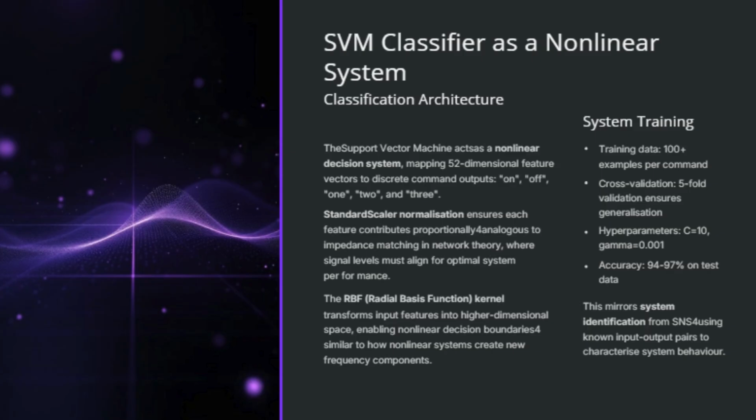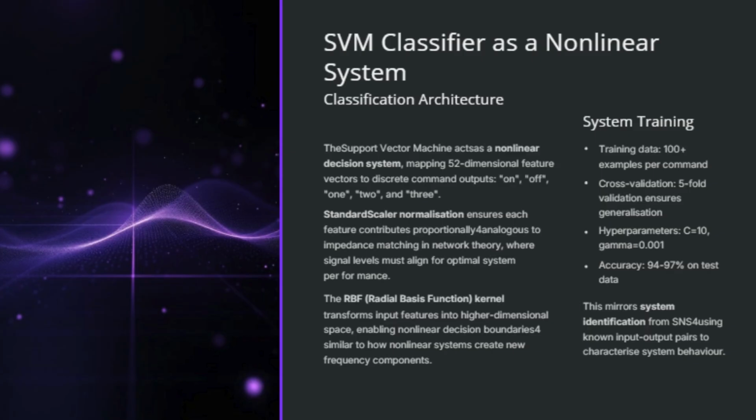After extracting the MFCC features, the next step is to train a support vector machine to recognize patterns in those features. The SVM acts like a nonlinear system that separates input feature spaces into distinct output regions. Here, each region represents a command: on, off, 1, 2, or 3. We use the RBF, that is radial basis function kernel, which transforms our input data into a higher dimensional space, allowing the model to handle nonlinear relationships. In SNS terms, you can think of this as applying a nonlinear transformation system that enhances separability, very similar to how we model nonlinear networks in system theory.